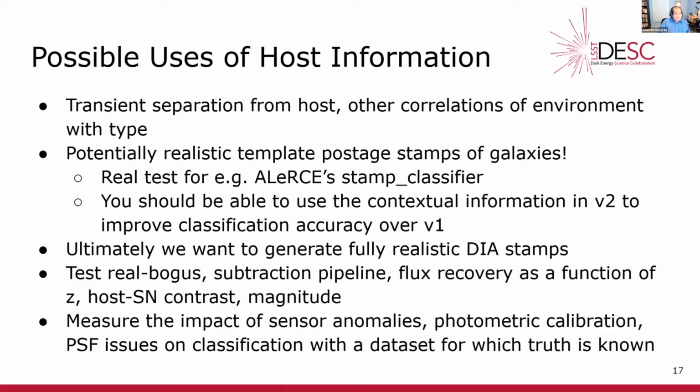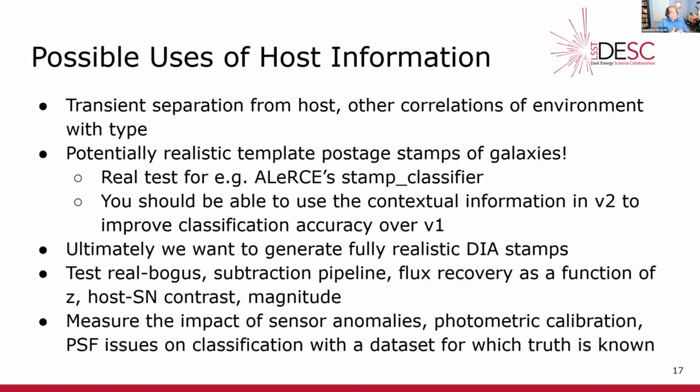And these host galaxies have a whole bunch of uses. Of course, people are really using them right now to decide if a particular supernova is real or not. But you can use the transient separation or these correlations with the environment. You can even push them through something like the LSST stamp classifier to decide if a particular transient that you get out of PLAsTiCC version 2 is in fact real or bogus. And we totally will be incorporating things like sensor anomaly failures and photometric correction errors and difference imaging errors. And so we see also a way to go forward with this in generating a full simulation, which actually has realistic DIA stamps.